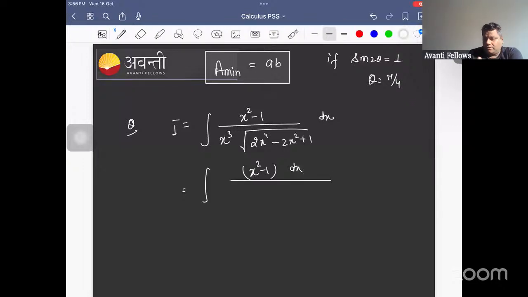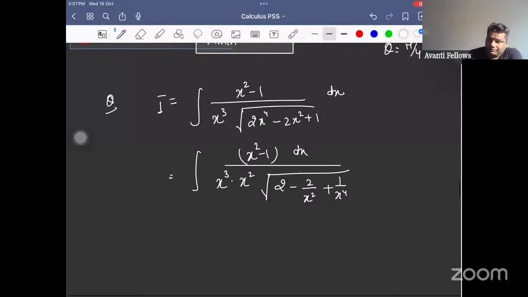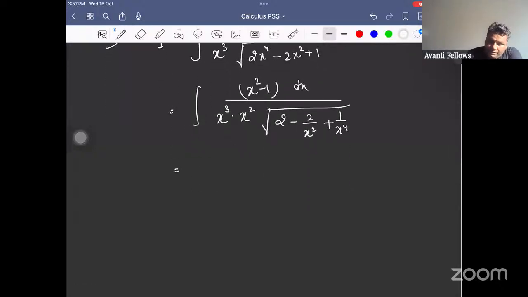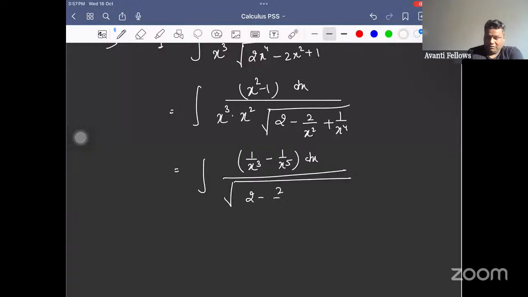Let us take x to the power 4 common from the denominator. So x cube is already there. If you take x to the power 4 common, x square will come out. Inside the root, it will be 2 minus 2 by x square plus 1 upon x to the power 4. Am I correct? So it will be integration. Now see, outside it is totally x to the power 5. So if I take it to the numerator, it will be 1 by x cube minus 1 upon x to the power 5 dx divided by under root of 2 minus 2 by x square plus 1 upon x to the power 4.